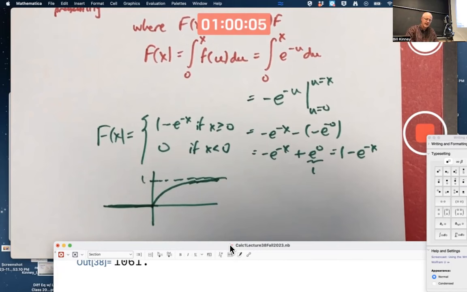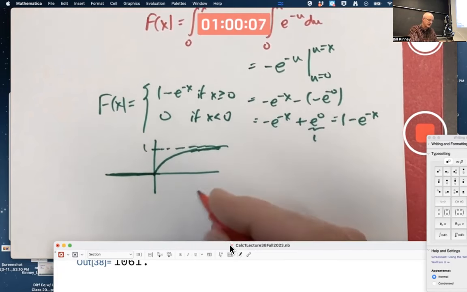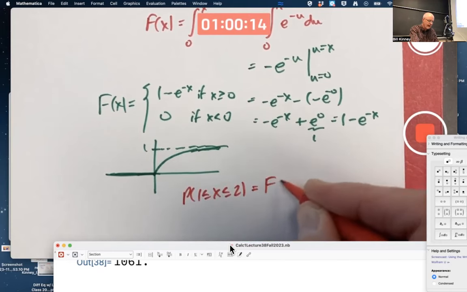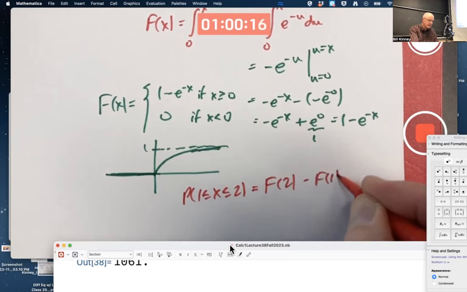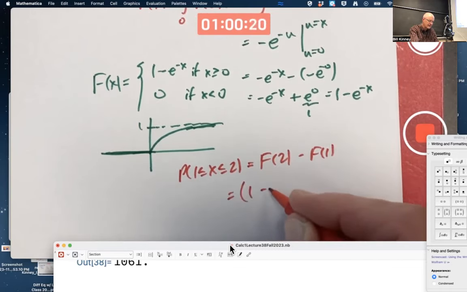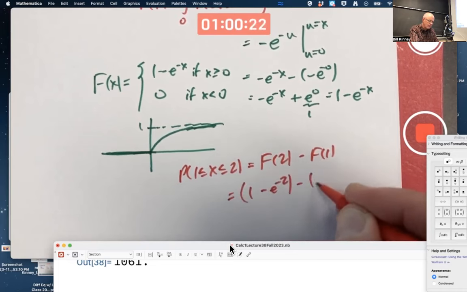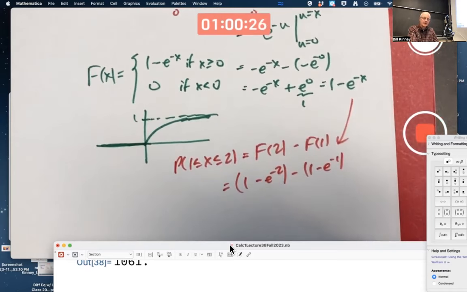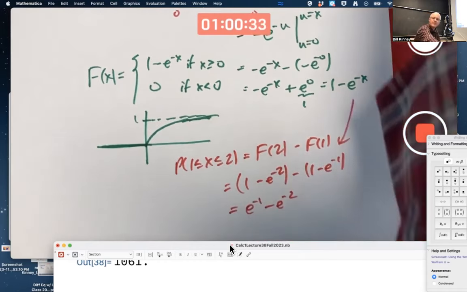And that is a function now you can use to find that probability that we were interested in: the probability of waiting between 1 and 2 years for the next earthquake. It's capital F of 2 minus capital F of 1. If I want to use the CDF to do that, that's 1 minus e to the negative 2, minus 1 minus e to the negative 1. I'm plugging those numbers into the CDF. The ones end up canceling. This simplifies to e to the negative 1 minus e to the negative 2.